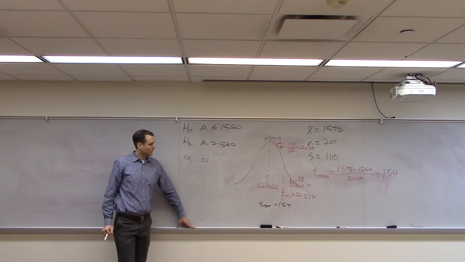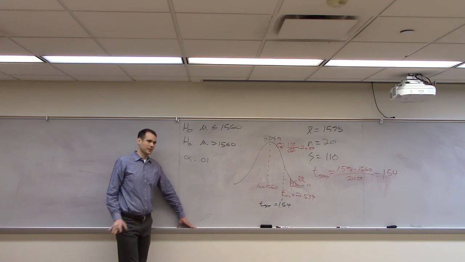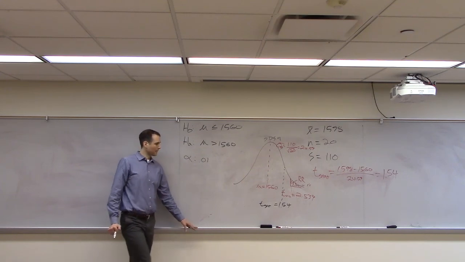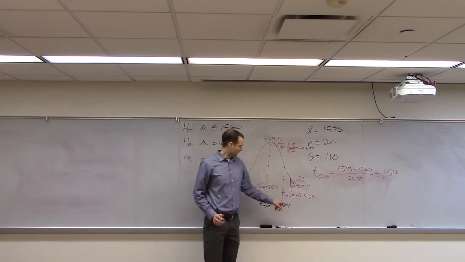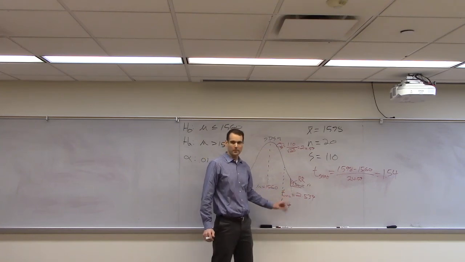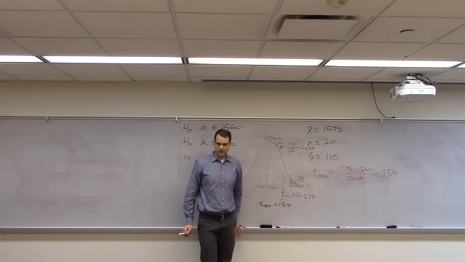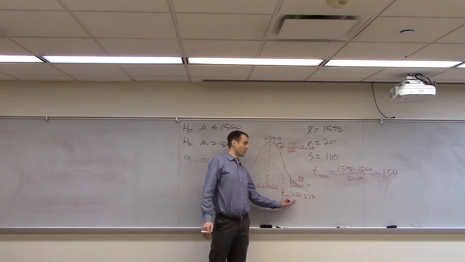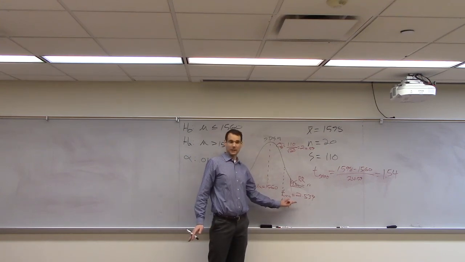Now, we could calculate a p-value, but that's just a little hard when we're using the t statistic because we don't have an extensive graph or extensive table. But let me ask you this. If we were to calculate a p-value, would it be more or less than 1%? It would be more than 1%. It might be like 7% or 8%, something like that.